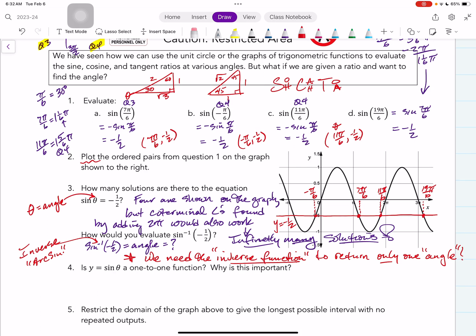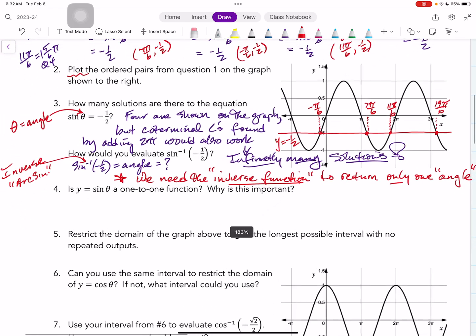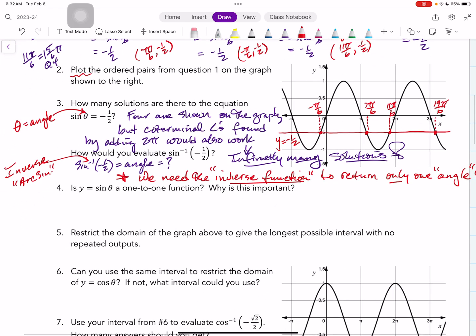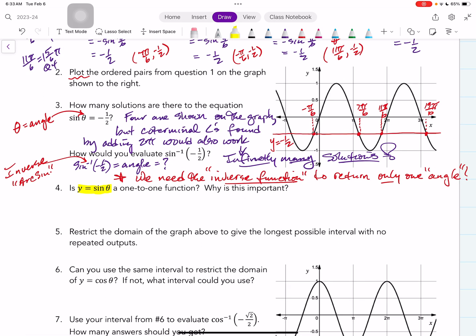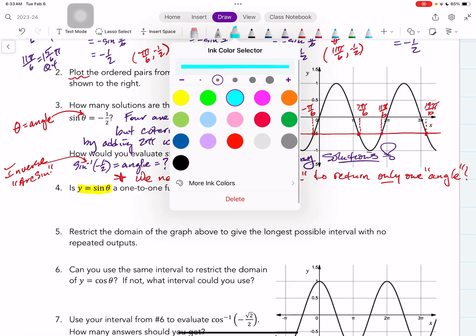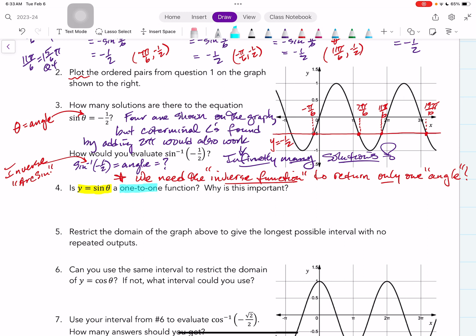Well, number 4 leads us in that direction. So let's take a look at what number 4 says. It says, is y equals sine theta, which is our function right here, our famous parent function, 1 to 1? Okay, and why is this important? Well, let's answer it here. So you got to remember what 1 to 1 means. So, what does 1 to 1 mean?